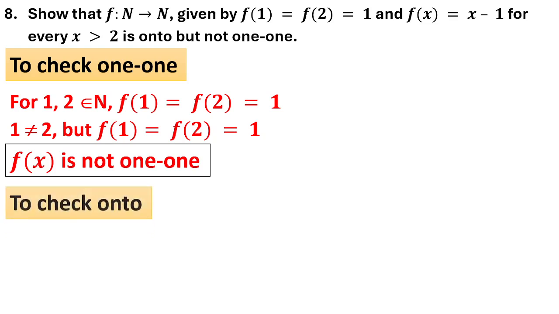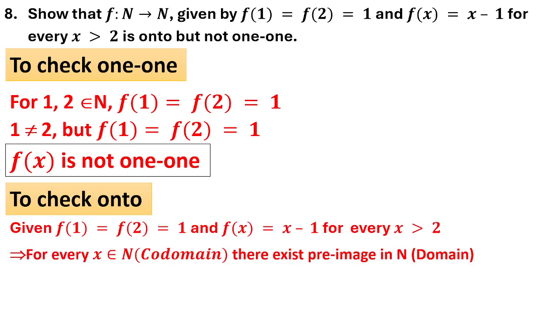Simple. For onto, what do you have to do? For every natural number on the right-hand side, you should have a pre-image. For 1, you have a pre-image. For 2 also, you have a pre-image. For all values which are greater than 2 also, you have a pre-image. Remember, this pre-image should be a natural number. Whenever you take a number greater than 2, it is 3 minus 1, 4 minus 1, and so on. Therefore, all are natural numbers, so there is no problem. Therefore, for every element there exists a pre-image in the domain. Therefore, it is onto. Therefore, f of x is onto, but not 1-1.